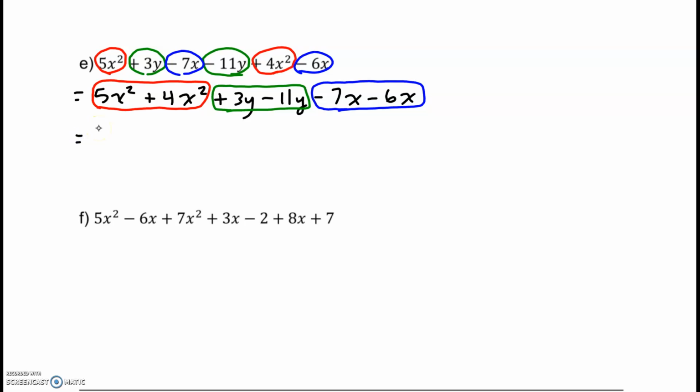So my answer to 5x squared plus 4x squared is 9x squared. My answer to 3 minus 11 is a negative 8y. And my answer to negative 7 minus 6 is a negative 13x. And there's your final answer.